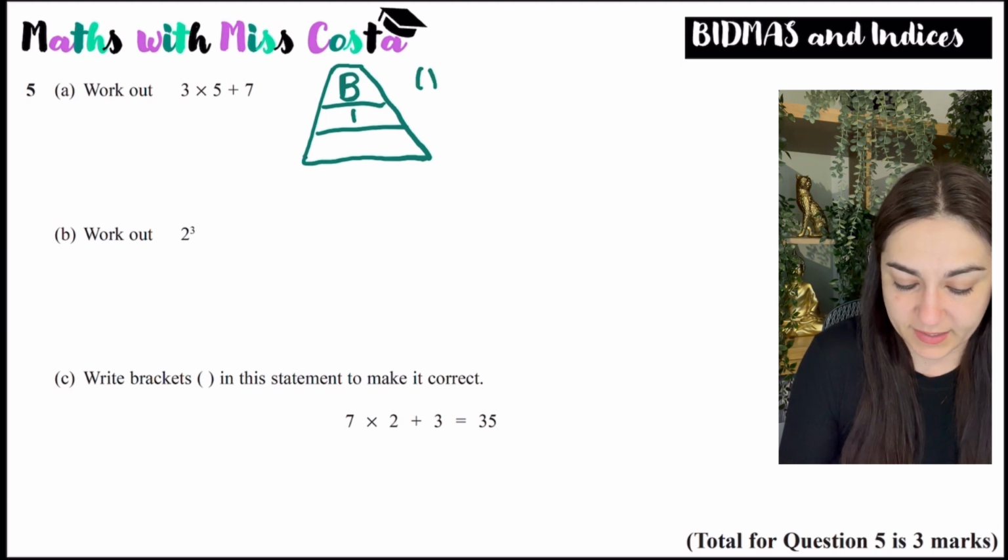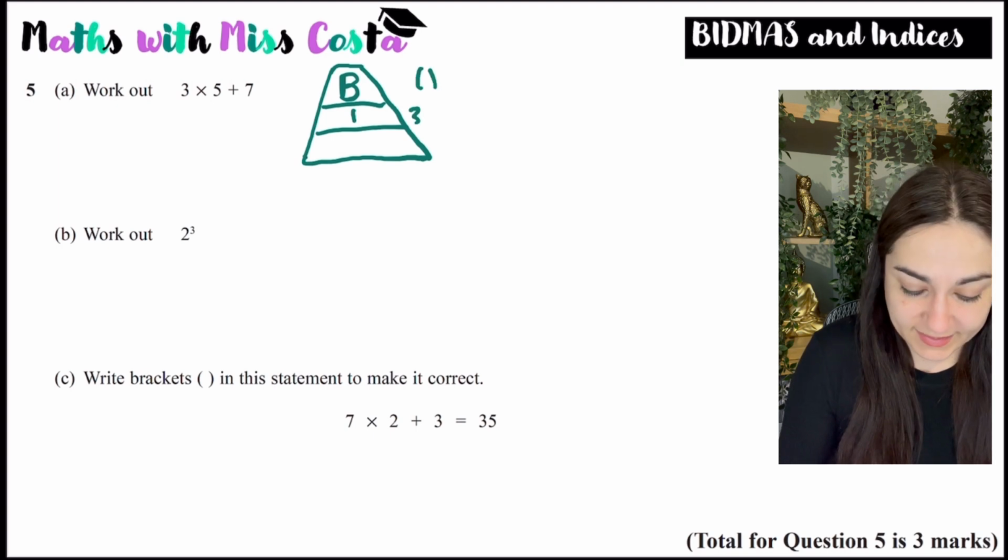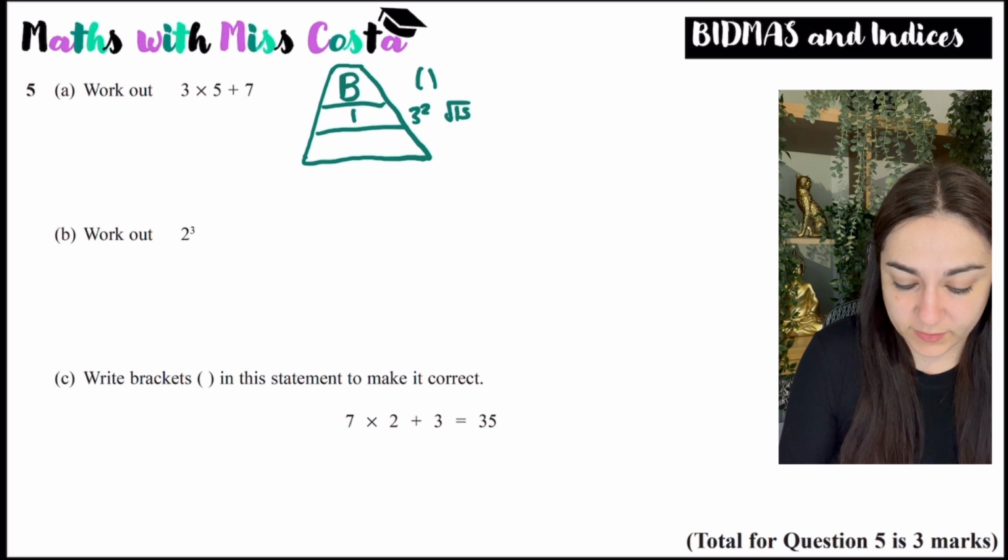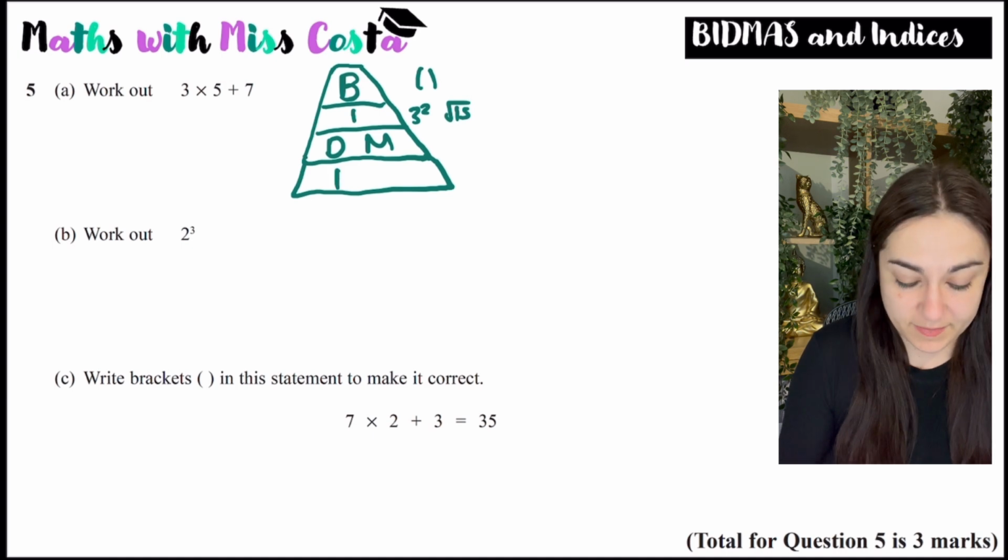So brackets would be like, but we have no brackets in this. Indices would be things like 3 squared or the square root of 15. Then you've got division and multiplication on the same level, so you do them in the order that they appear. And finally, you've got addition and subtraction.